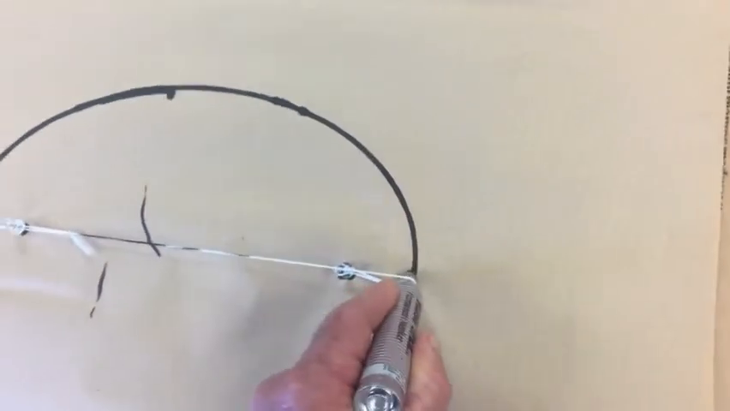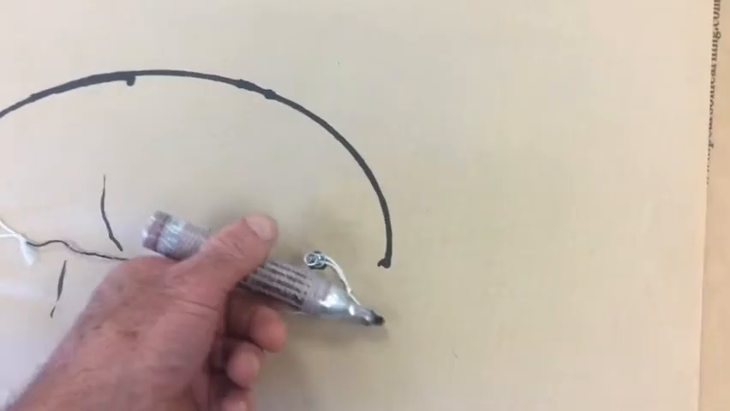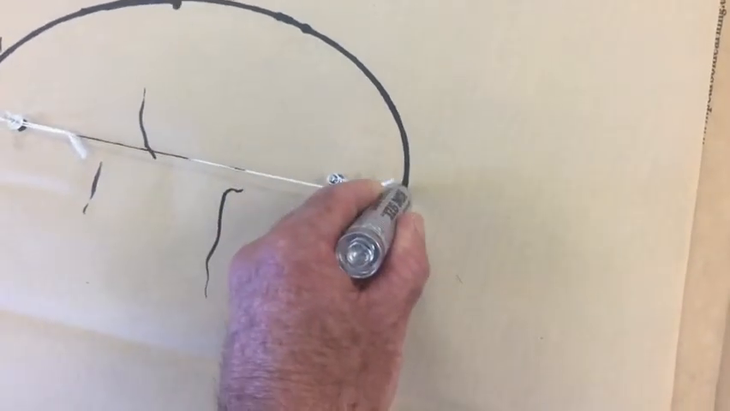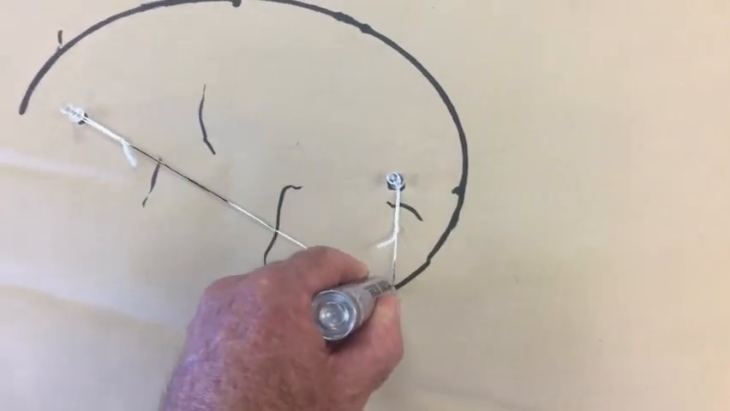And so what that's going to do is create an ellipse. So if I go to the other side, we'll see the same thing. Keeping those strings tight.